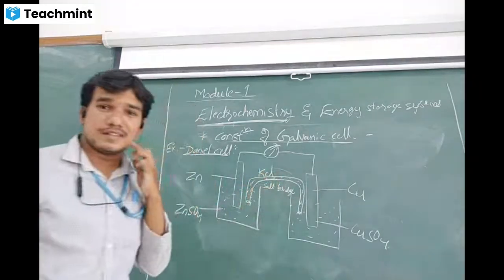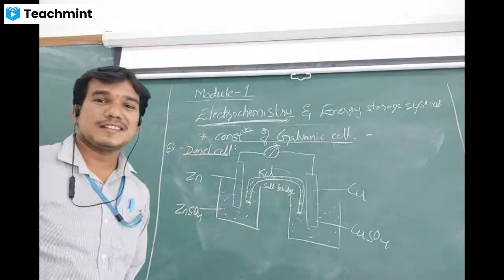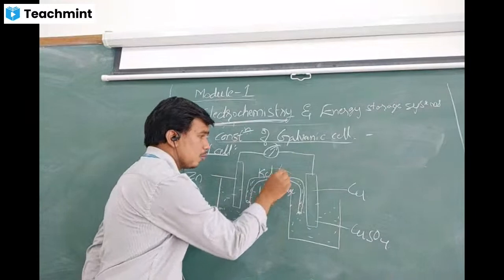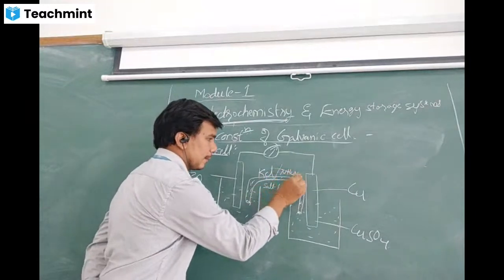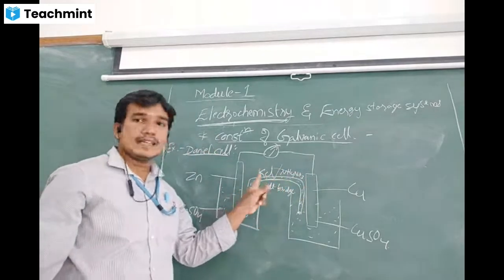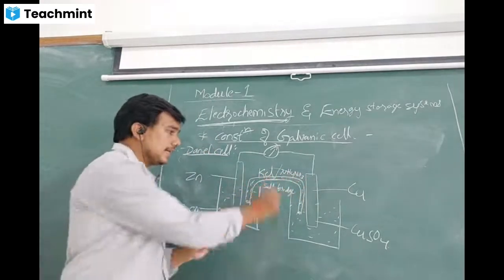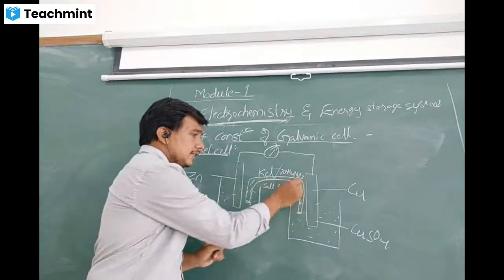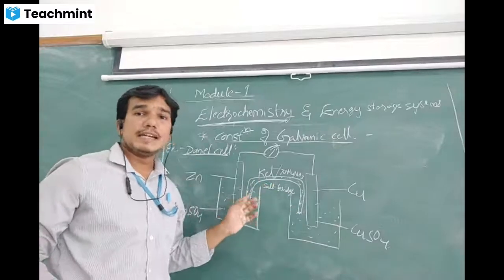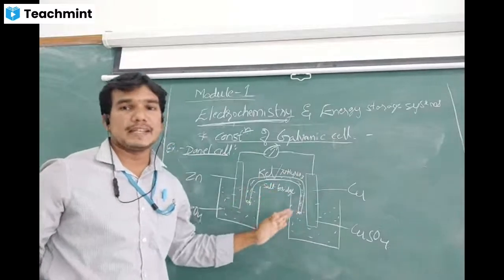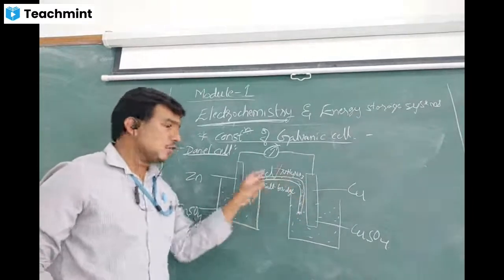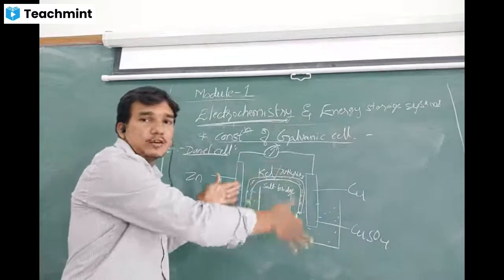You forget chemistry. KCl or ammonium nitrate. A gel, agar gel of KCl or ammonium nitrate is placed in the salt bridge. Why is there a need of the salt bridge? It maintains the electrical neutrality without mixing the solutions.